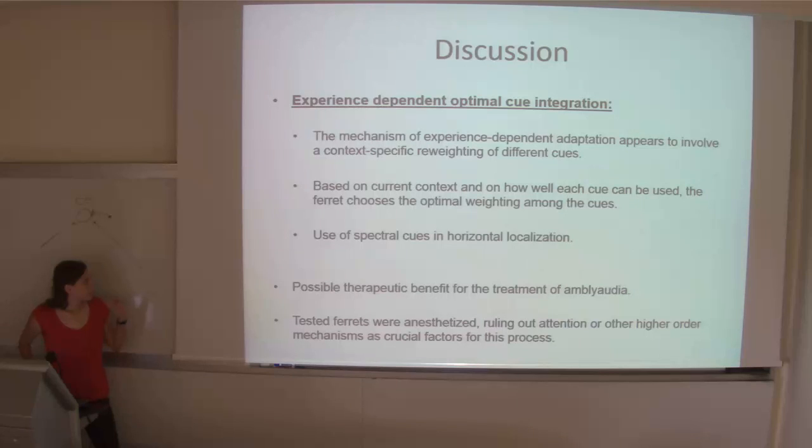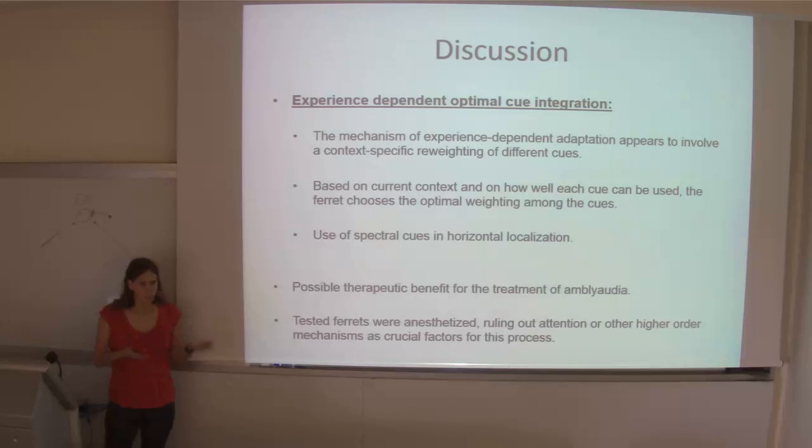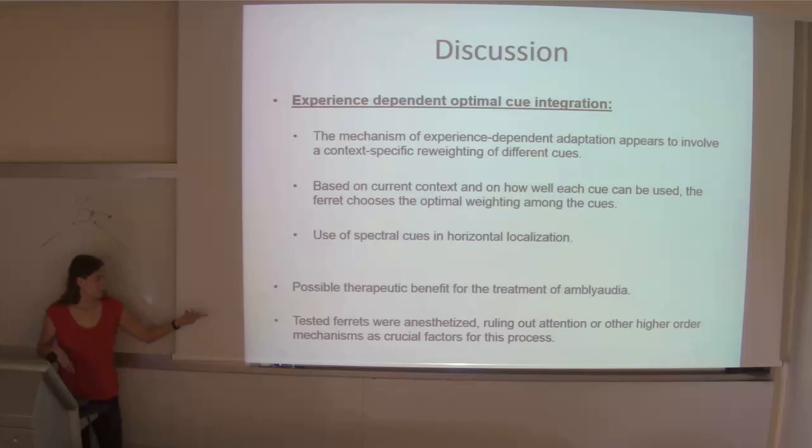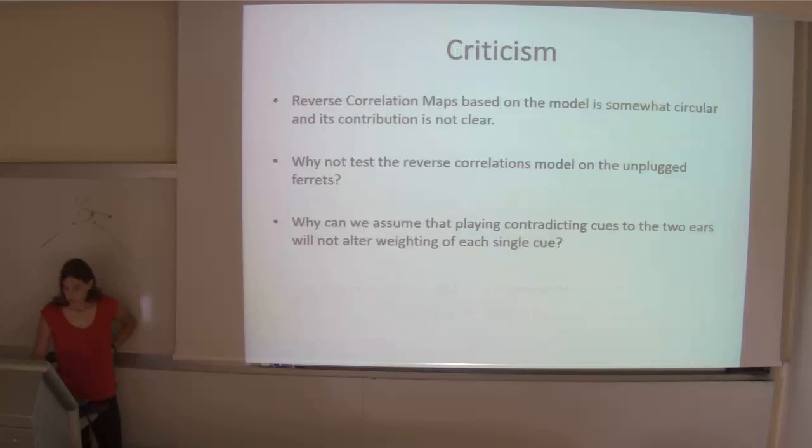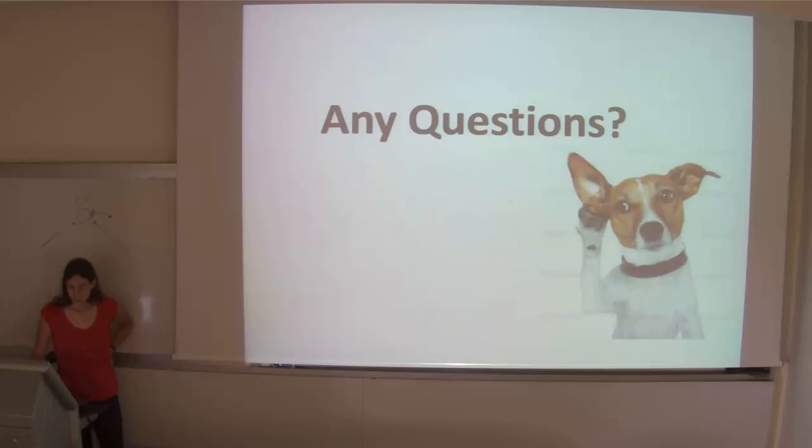And the last point they made is that the ferrets were all tested while they were anesthetized, which means that other higher order mechanisms such as attention can't be needed for this process. In studies that were performed before, they said that this different cueing might be the result of a higher order mechanism, but here they prove that it doesn't rely on that. So this is the method already.